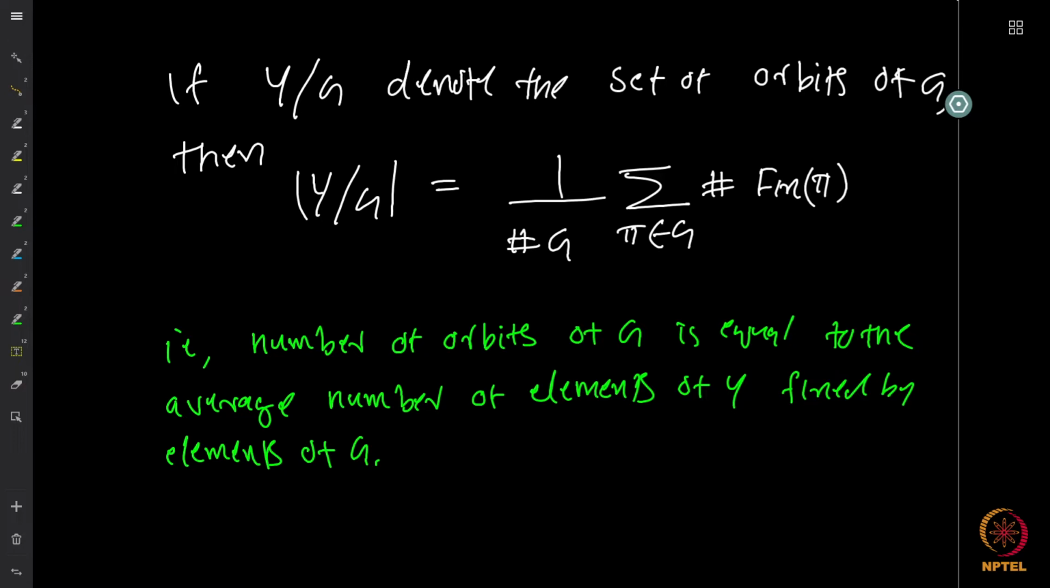So if Y mod G denotes the set of orbits of G, then the number of orbits is given by the formula 1 by the order of G, summation over all permutations pi in G, cardinality of the fix of pi. So the average number of elements of Y fixed by the permutations in G is actually equal to the number of orbits of G acting on the set Y. Okay, so that is Burnside's lemma.